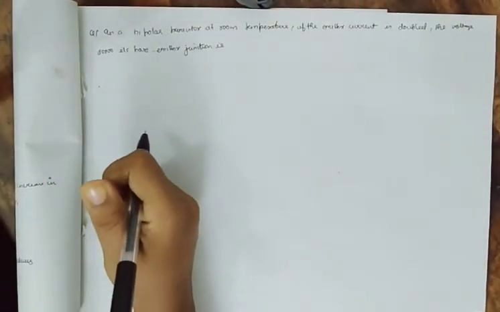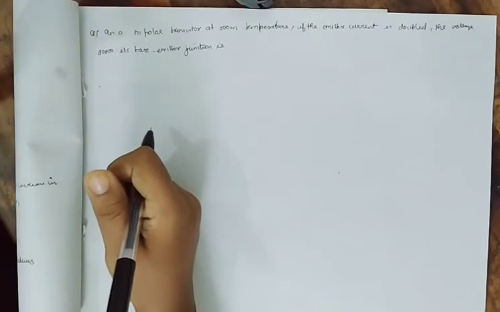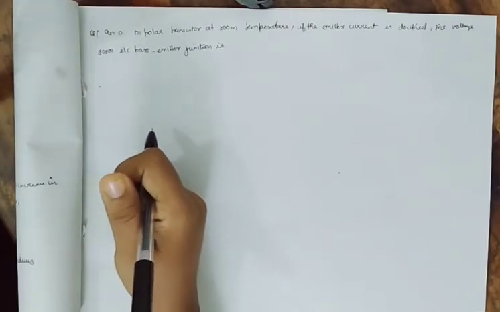In a bipolar transistor at room temperature, if the emitter current is doubled, the voltage across its base emitter junction is... So we have to see, in a bipolar transistor at room temperature, when the emitter current is doubled, what is the effect on the base emitter junction? Actually, what will be the change in the base emitter voltage?